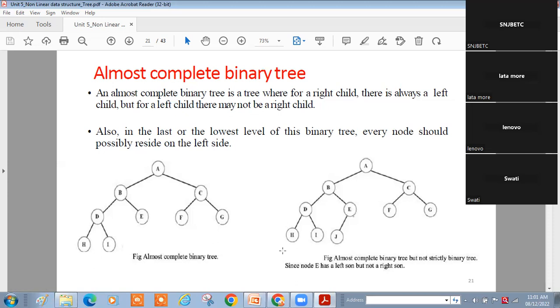Right is not allowed. If, instead of drawing the 2 children for D, I have drawn them for J or G, then it is not allowed. Then it is not called a complete binary tree or almost complete binary tree. What is my point?